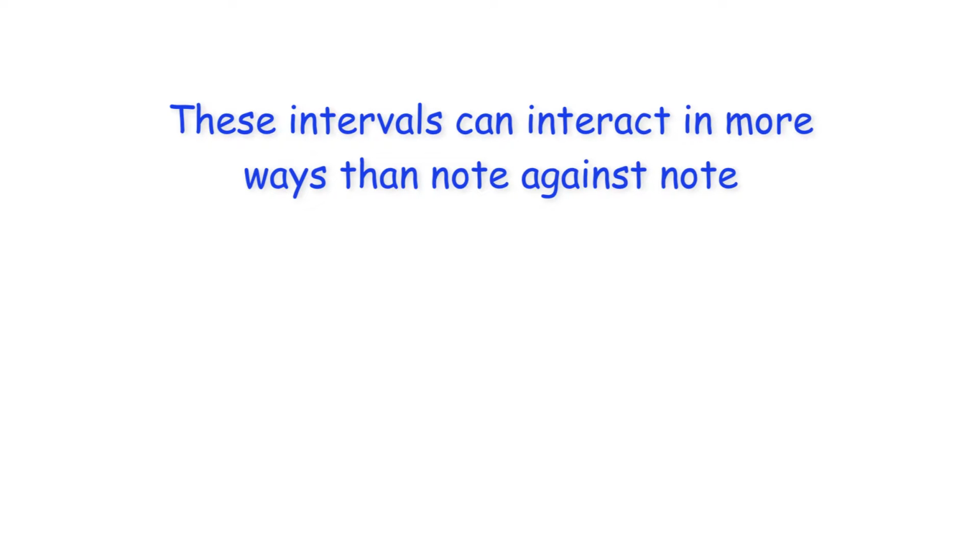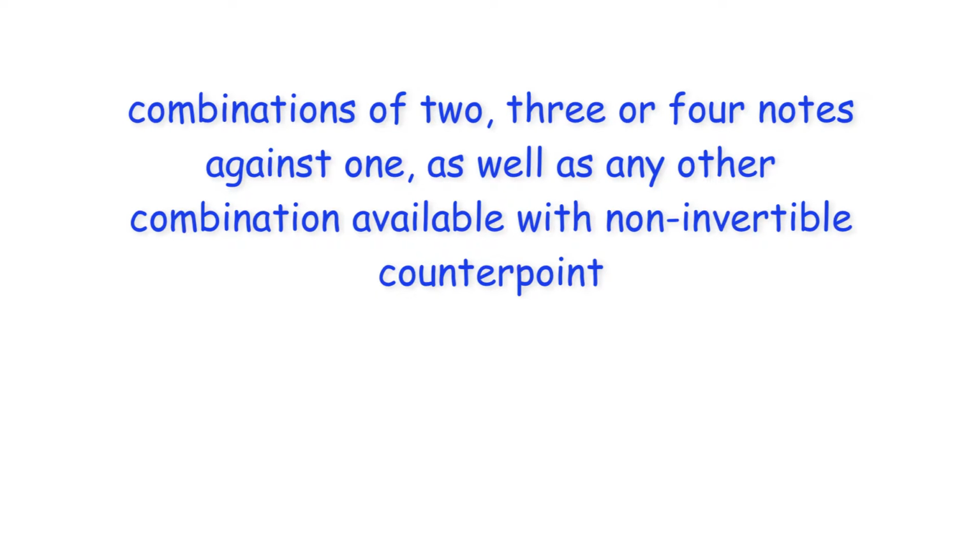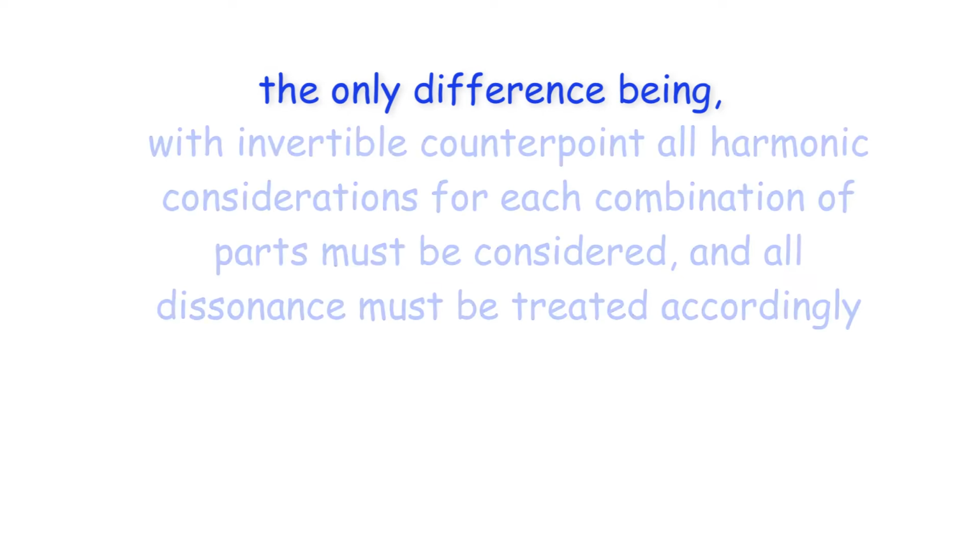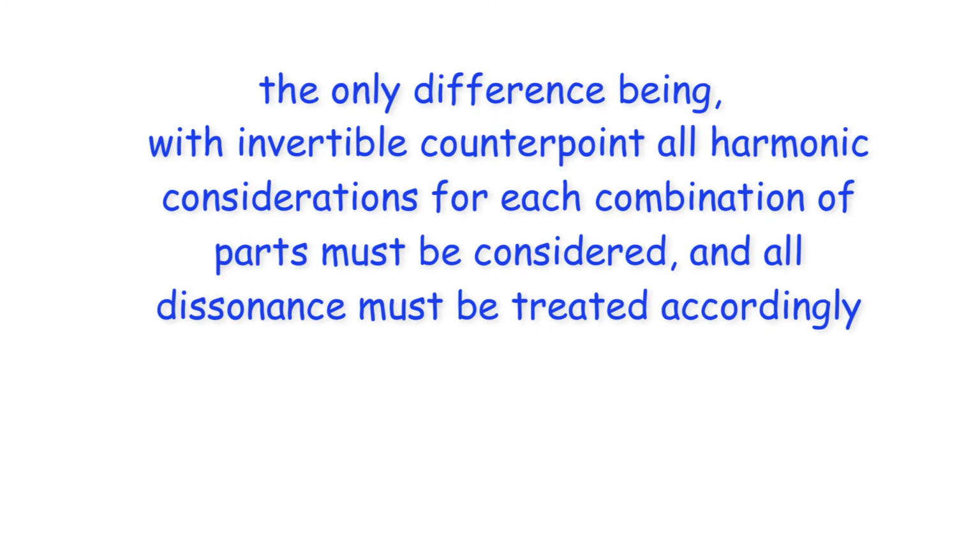The remaining columns are inversions of the first 6 and therefore produce the same harmonic possibilities. Obviously, these intervals can interact in more ways than simply note against note. Combinations of 2, 3, or 4 notes against 1, as well as any other combination available with non-invertible counterpoint, is available here. The only difference being, with invertible counterpoint, all harmonic considerations for each combination of parts must be considered, and all dissonance must be treated accordingly.